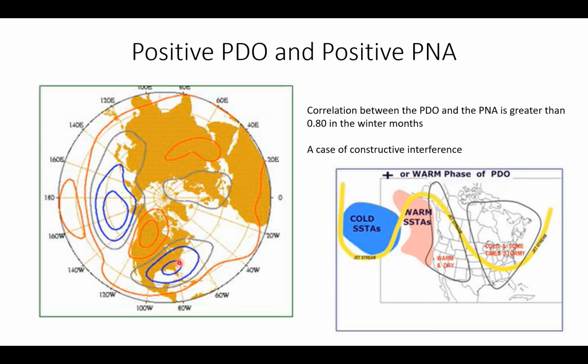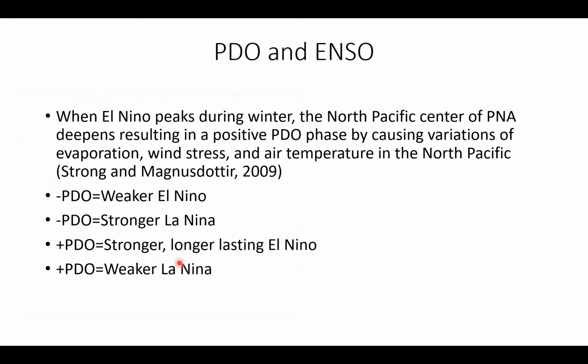I'm really intrigued by this one right here, the summary. When you combine PDO and ENSO, we have a stronger El Nino this winter. Will that lead to a positive phase of the PDO? That one remains to be seen, but that could be huge. That could have huge implications on the winter season for the United States.